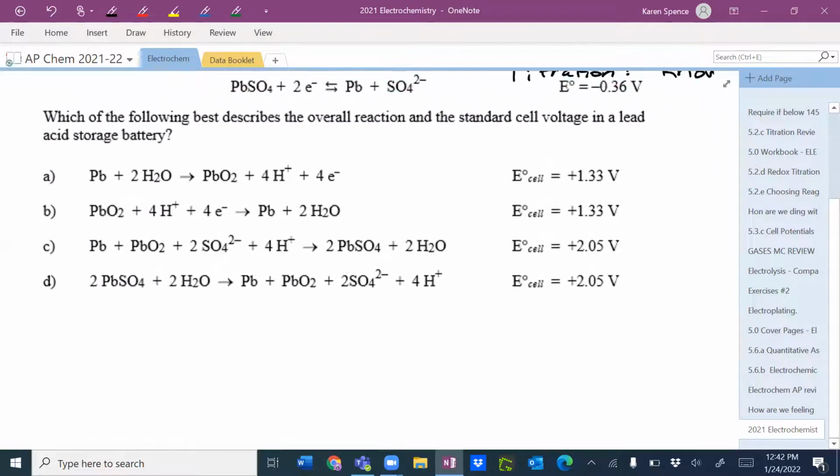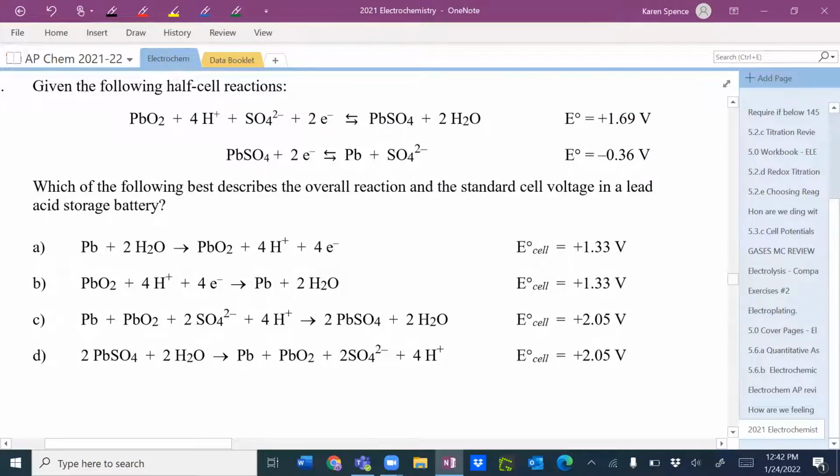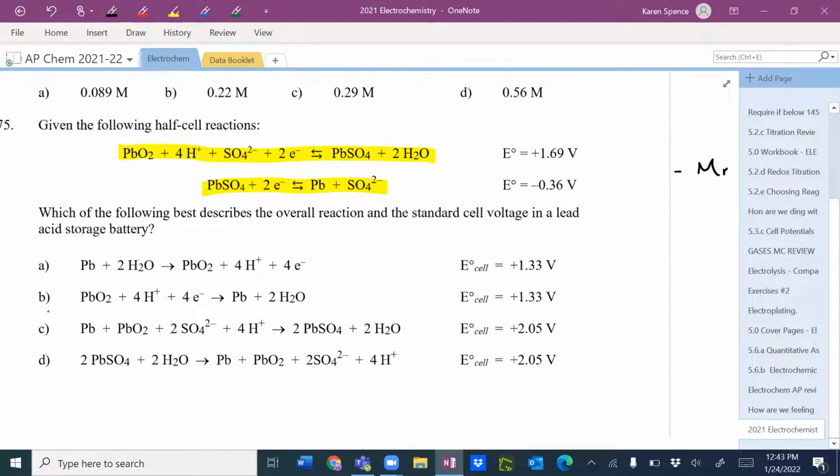Which of the following best describes the overall reaction and standard cell voltage in a lead acid storage battery? So this is like a car battery, the lead acid batteries. And we are given these half reactions here. If we were to do the overall reaction, we would need to take these two and add them up. But we also need to make sure that we have an oxidation and a reduction.